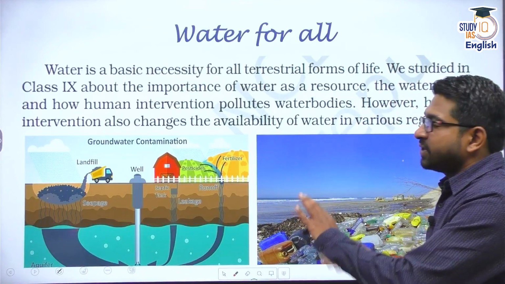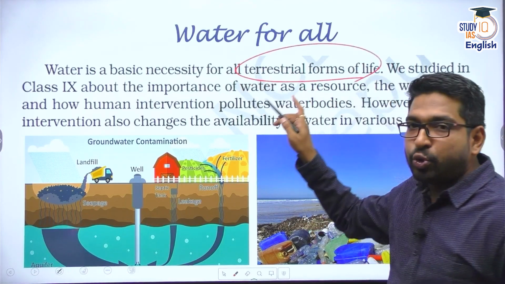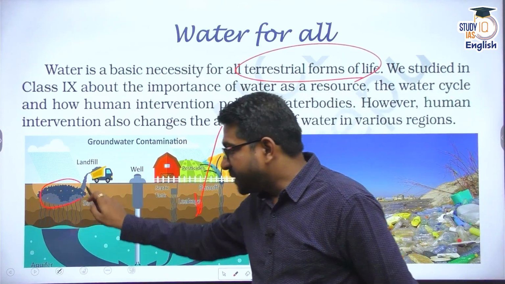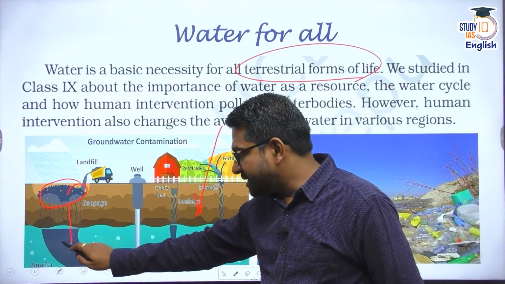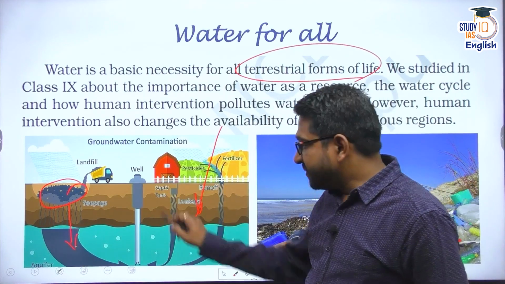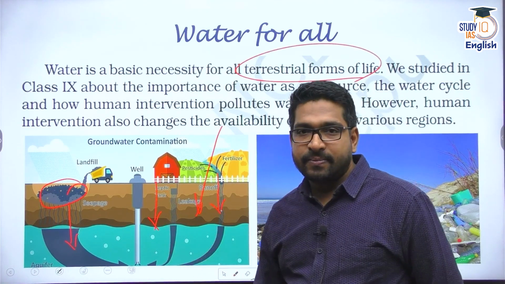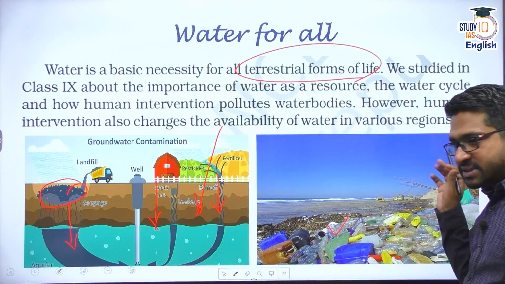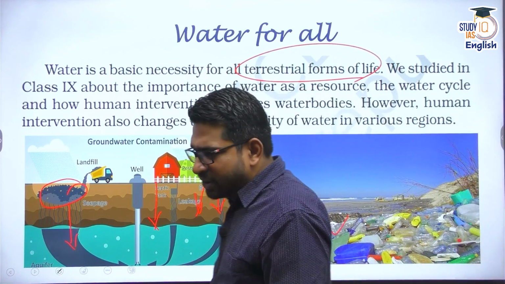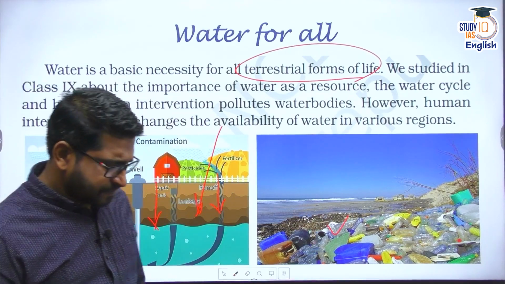So that means water, which is a basic necessity for terrestrial form of life, is now being polluted, be it underground. Look at the problems with underground. We do not have a solid waste management system. The waste seeps into underground aquifers. We are consuming that only. The waste from septic plants leaks. Waste from the runoff leaks. Surface water, forget about this. I don't need to explain about this, because you go to any beach, go to any river, go to any lake, you will find so much plastic, so much garbage around there.